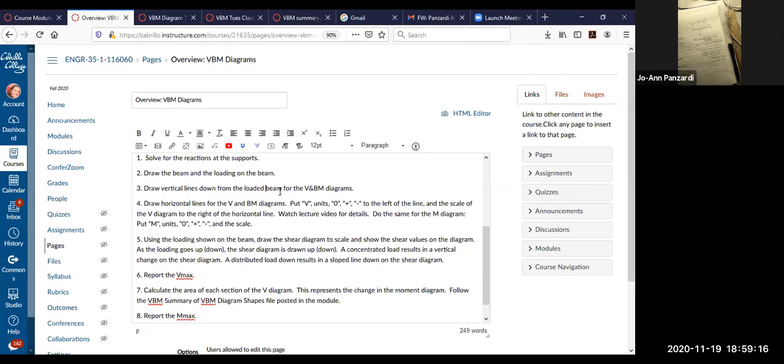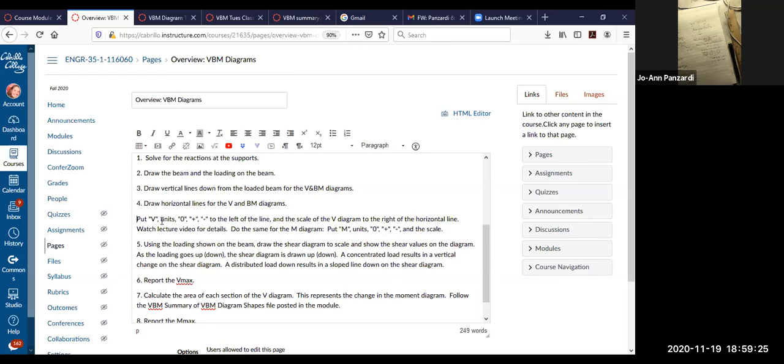Sure. Okay. Draw horizontal lines for the shear and bending moment diagrams. Put V, units, 0 and plus to the left of the line and put the scale of the V diagram to the right of the horizontal line. Watch lecture video for details. Do the same for the moment diagram. Put M, units, and the scale.